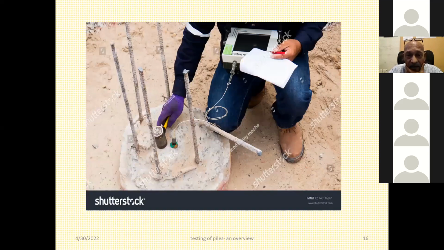This is the photograph for low strain testing. You can see that the person is using a very small hammer to tap the head of the pile, and you can see the sensor which is just by the side of the hammer.